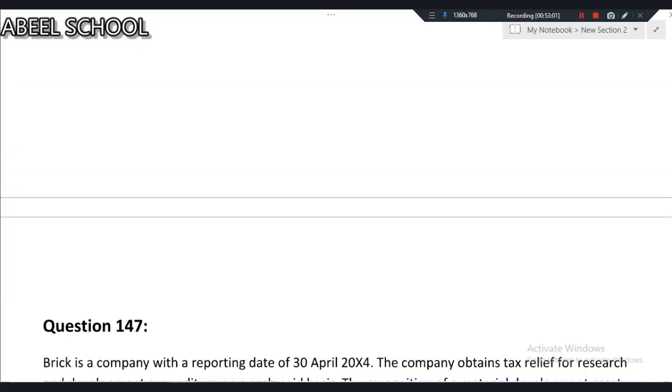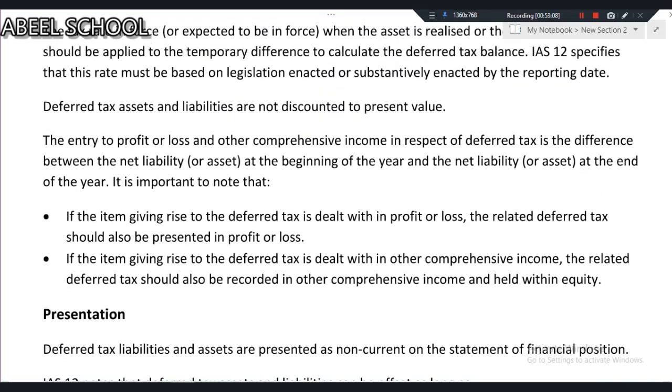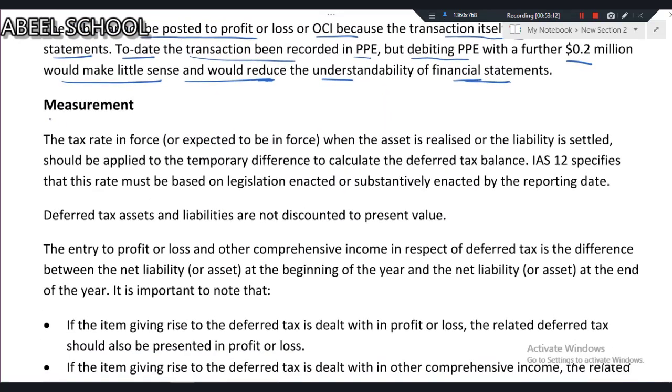Before, sorry. Let's see what they're saying for the measurement. Measurement: the tax rate in force or expected to be in force when the asset is realized or liability is settled should be applied to the temporary differences to calculate the deferred tax balance. IAS 12 specifies this. Simply, this rate must be based on legislation enacted or substantially enacted by the reporting date. Either the tax rate has been changed by the reporting date, or if not, it is substantially going to be changed. In that case, you should recognize your deferred tax asset or liability according to the new tax rate.